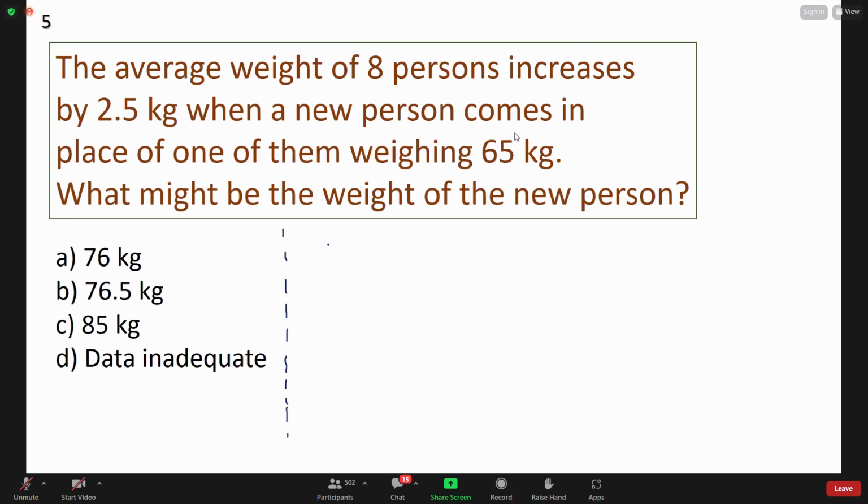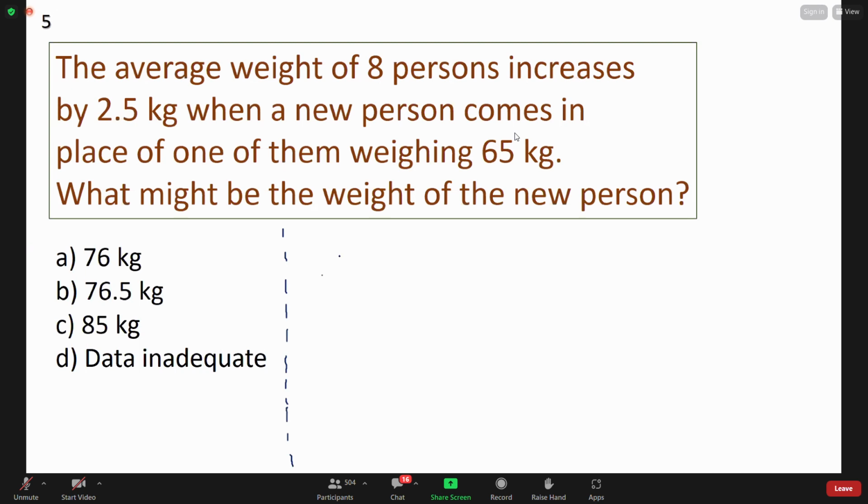Okay. Let me read that question for you once again. The average weight of 8 persons increases by 2.5 kg when a new person comes in place of one of them weighing 65 kg. What might be the weight of the new person here? Options say 85, 85.